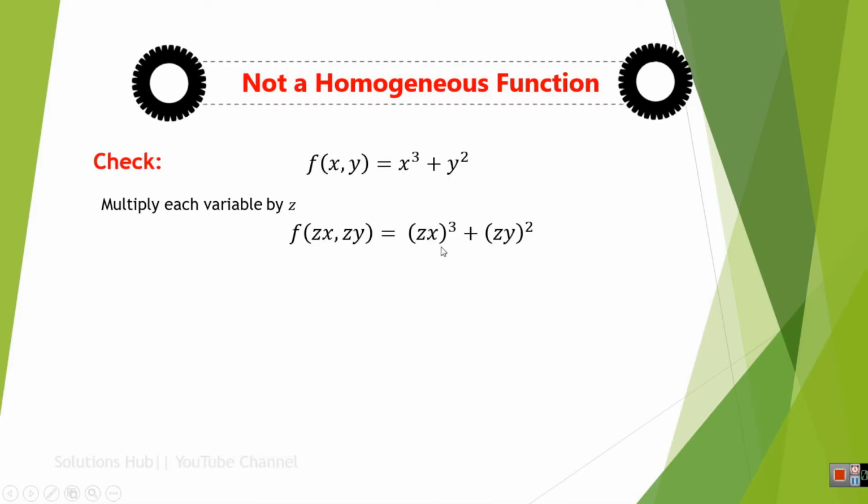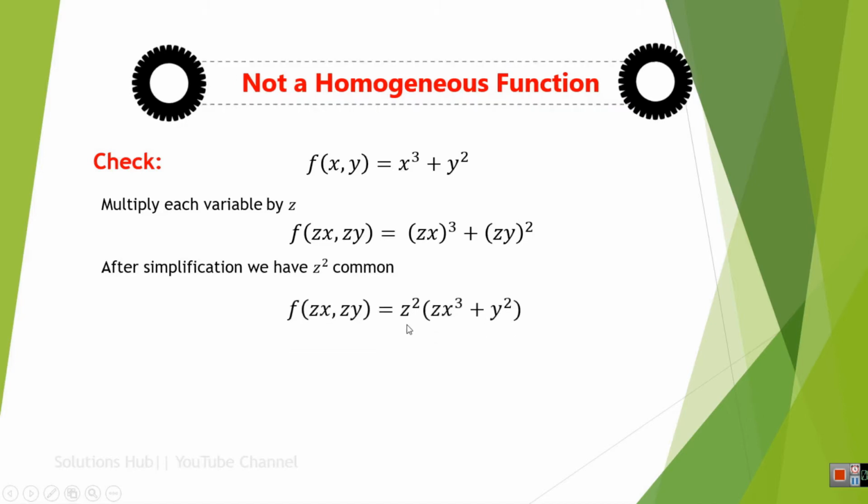After simplification, or you may say the opening of the brackets, we will get z cube x cube plus z square y square. So z square will be common in both of these terms appearing on the right hand side. So after simplification and taking z square common, we will get this. Now you can see that after factoring out z square outside the brackets, the terms inside the brackets are not exactly the same as what we are given in our function.